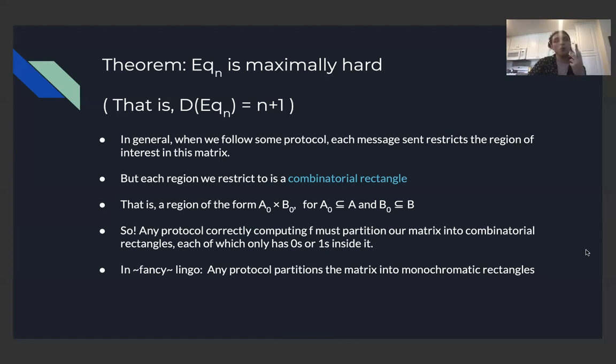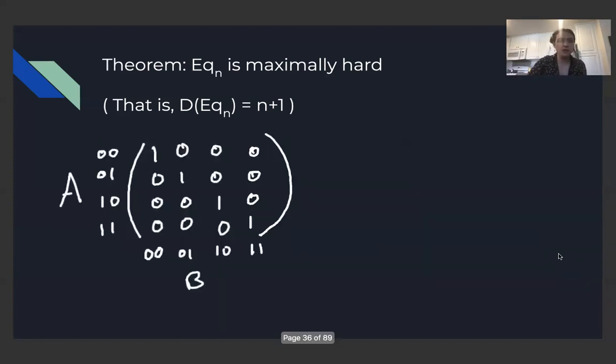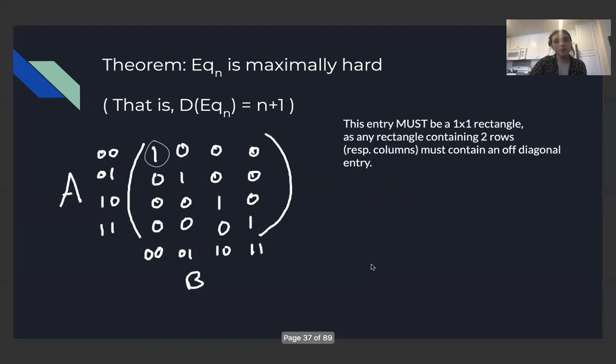And so this is good, because now if we can argue that no partition exists, right? If we can argue that you need a certain number of rectangles to solve your problem, then we're done. We have a lower bound. So let's see this in action for the equality function. Here's our matrix. Notice the top left entry must be a 1-by-1 rectangle, right? Because if it were not a 1-by-1 rectangle, let's say maybe it included more entries from this row, well, then it would have to include a 0.